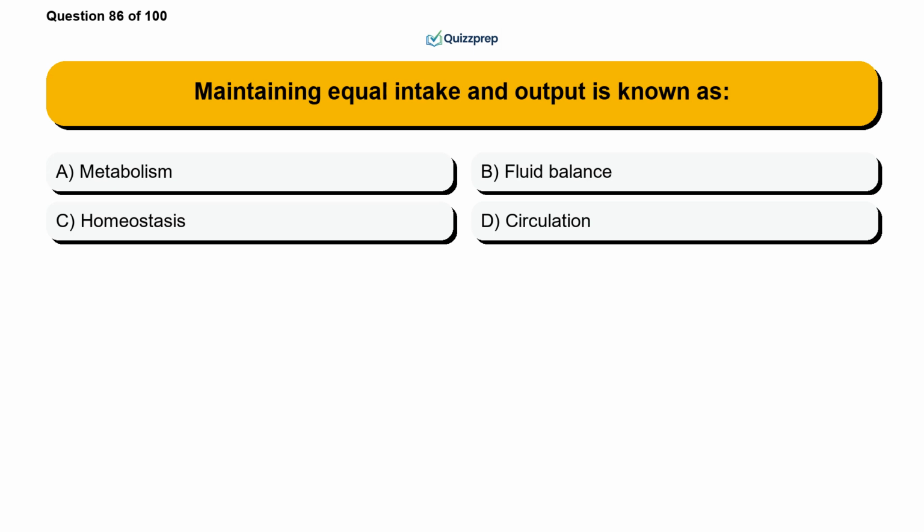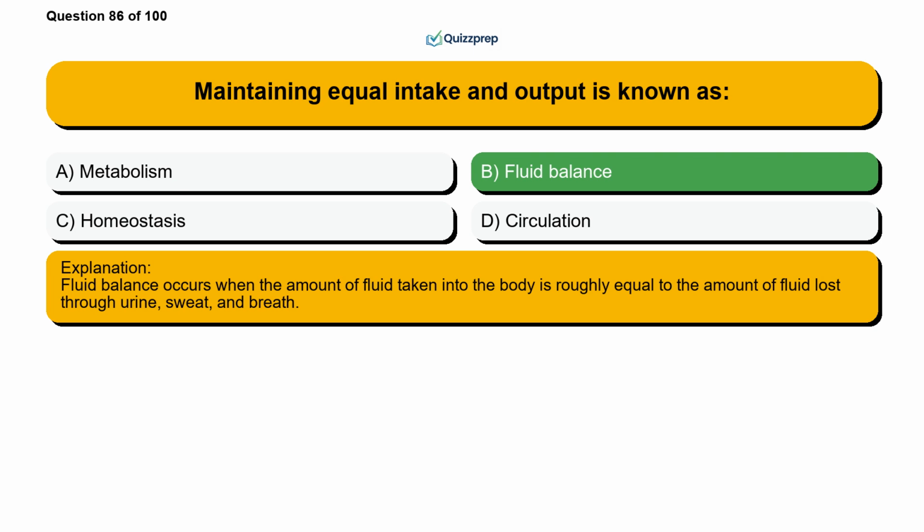Question 86. Maintaining equal intake and output is known as: Option A, metabolism. Option B, fluid balance. Option C, homeostasis. Option D, circulation. The correct answer is option B, fluid balance. Fluid balance occurs when the amount of fluid taken into the body is roughly equal to the amount of fluid lost through urine, sweat, and breath.